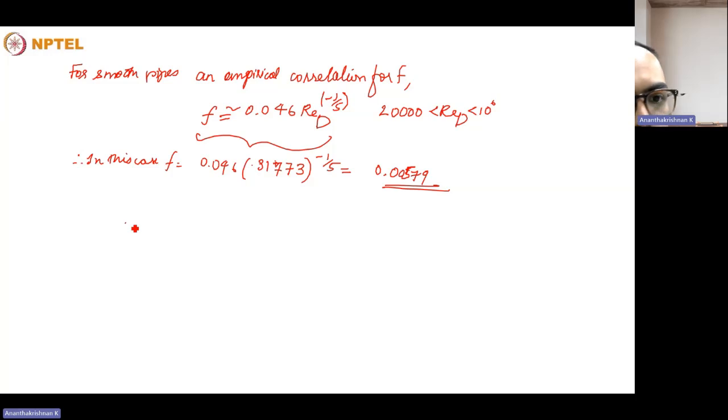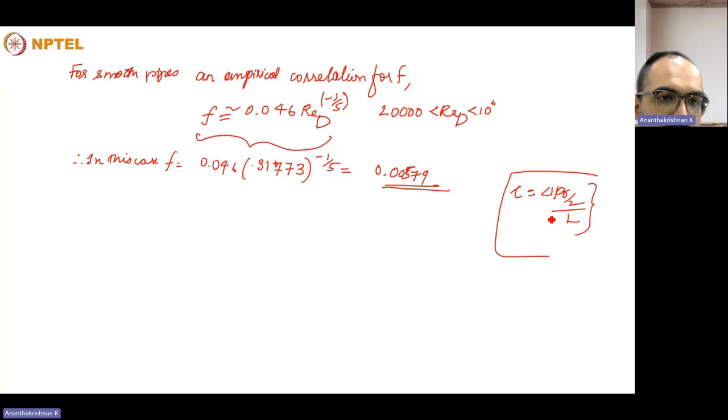In the case of a flow through a pipe, in the case of laminar flow, the shear stress could be written as delta P into R by 2 divided by L. This is based on the force balance that can be conducted on a control volume.